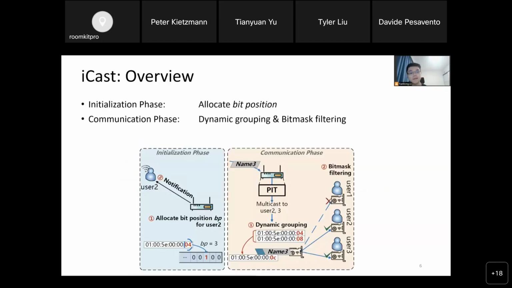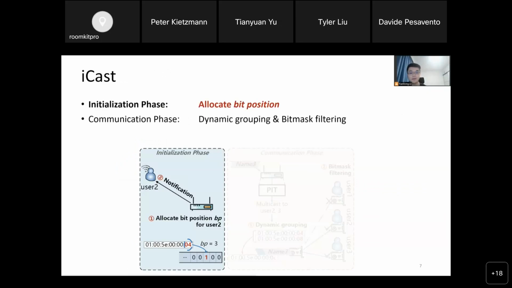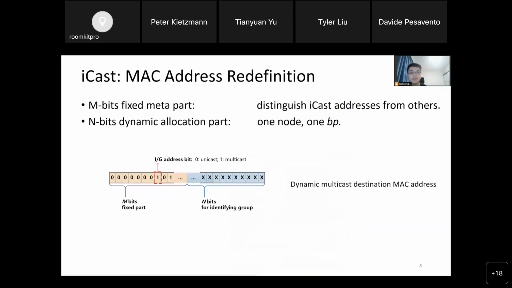ICAST has a one-time initialization phase and a normal communication phase. The initialization phase happens only when a new node joins the local network. In this phase, the access point allocates an unused bit position for it and notifies the result to the node. For details of the MAC address redefinition, ICAST separates the MAC address into an n-bit fixed meta part and an n-bit dynamic allocation part. The meta part uses the least significant bit to identify that this is a group address, and meanwhile it distinguishes ICAST MAC addresses from other protocols.